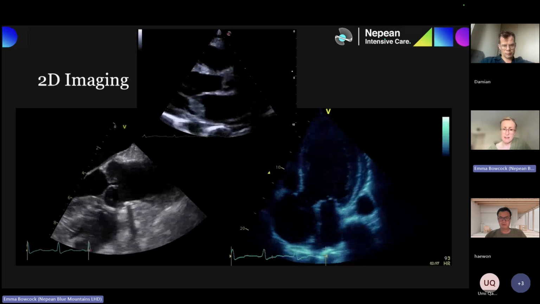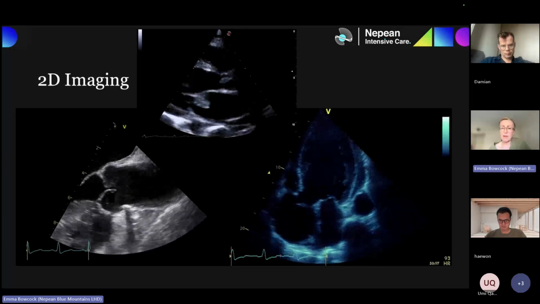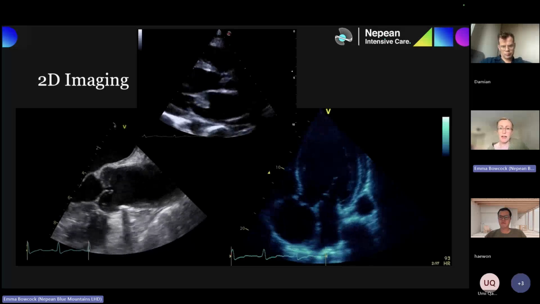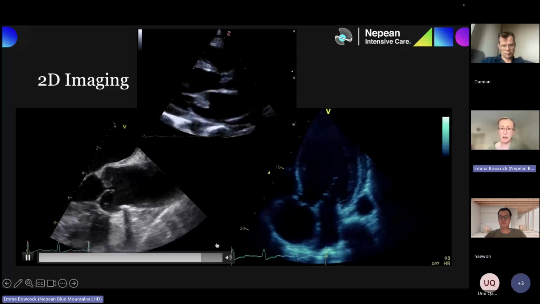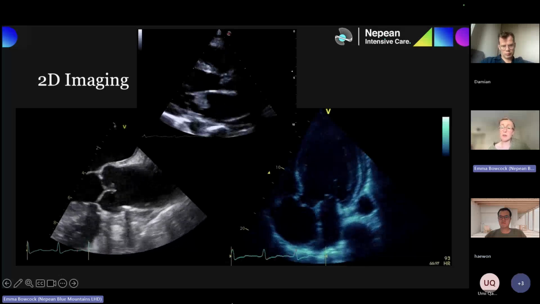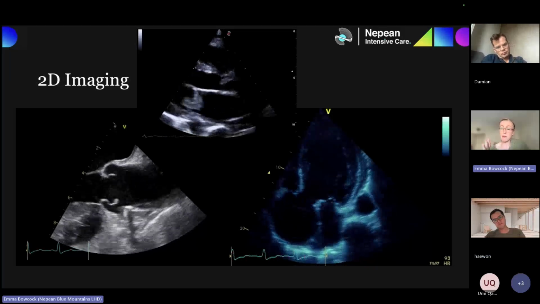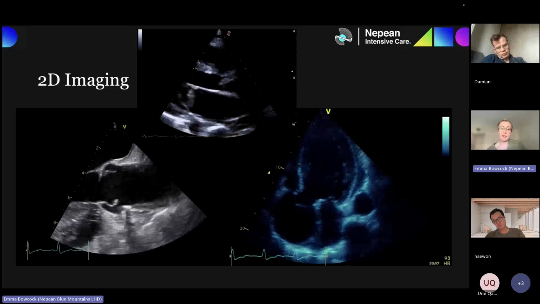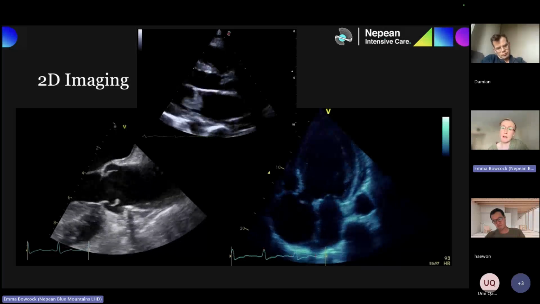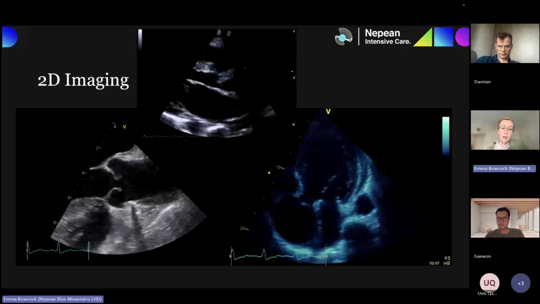We're going to be, as I said, looking at the morphology of the valve, if there's any obvious abnormalities like a big flail or prolapse or a huge dilated aortic root. And you can get so much information just from your 2D imaging. Obviously, never rest on your laurels with one view. You're going to always look in multiple planes, different angles, really interrogate all of your 2D imaging.